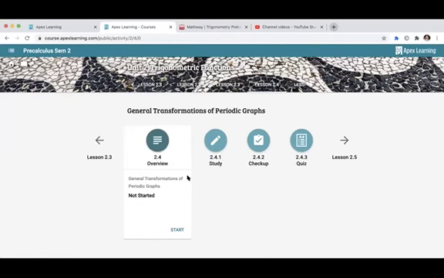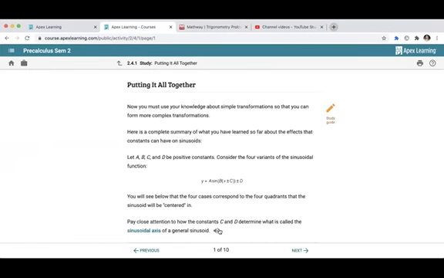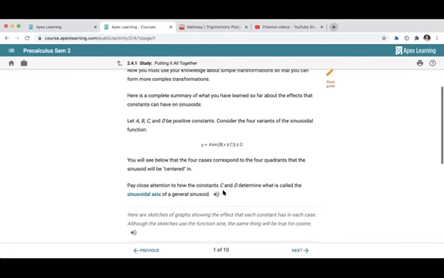All right, for 2.4, we're going to talk about general transformations of periodic graphs, right? Graphs that have these trends that are repeating. So we're putting it all together here, of course. Again, reminders: A and D affected the vertical direction, B and C affected the horizontal direction.